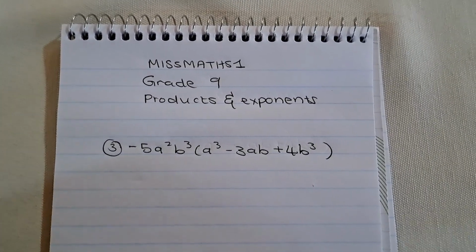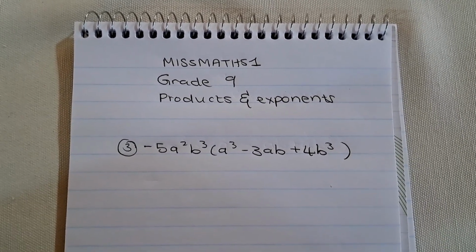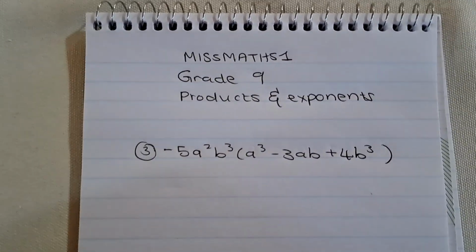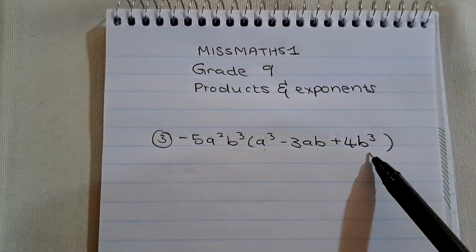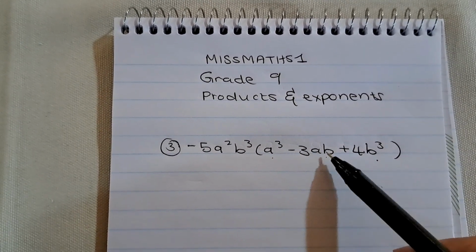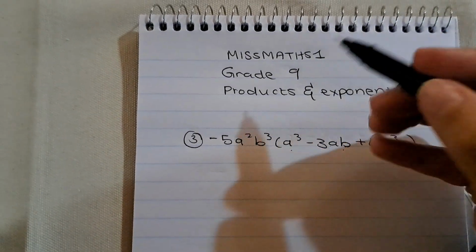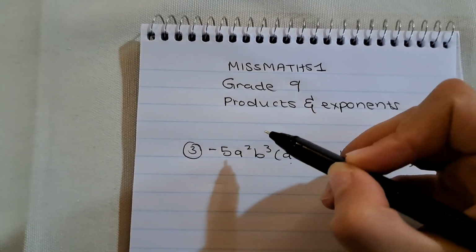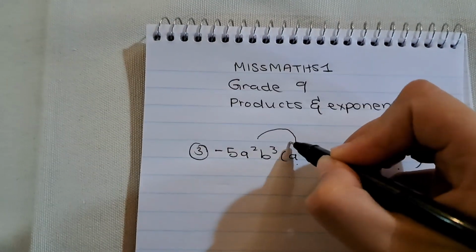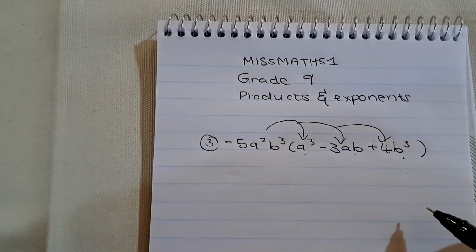Example 3. Negative 5a squared b cubed multiplied by (a cubed minus 3ab plus 4b cubed). Note in the bracket, we've got 3 terms. 1, 2, 3. None of which are like terms, right? Because a cubed is different from ab, is different from b cubed. So what we have to do is go to the expression in front of this bracket containing the terms and distribute them into each of these terms. Alright, we do so by means of multiplication.